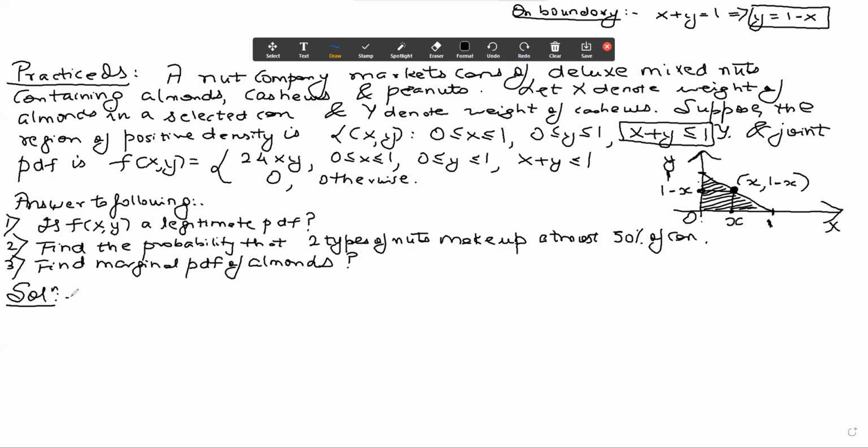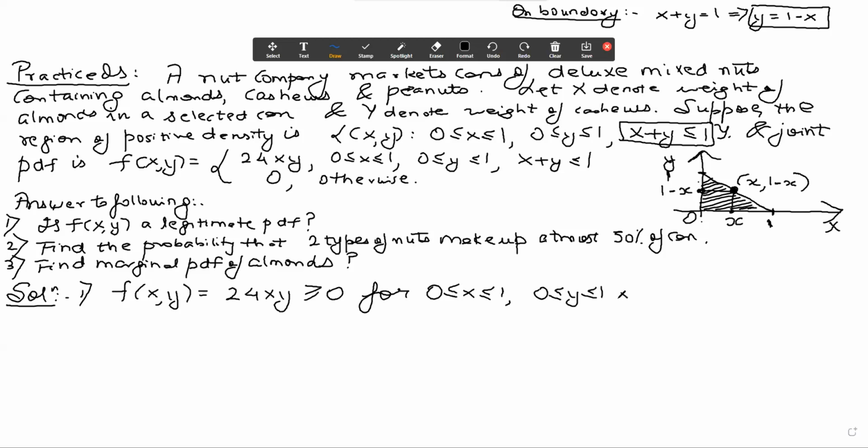First of all, you can see that f of xy is equal to 24xy, which is greater than or equal to 0 for x lying between 0 and 1, y lying between 0 and 1, and x plus y less than or equal to 1. So the first criterion is met. For a function to be a legitimate PDF, it should be greater than or equal to 0. Now 24xy will always be greater than or equal to 0 when x and y lie between 0 and 1, and their sum is less than or equal to 1. What's the second thing we need to show within part 1?